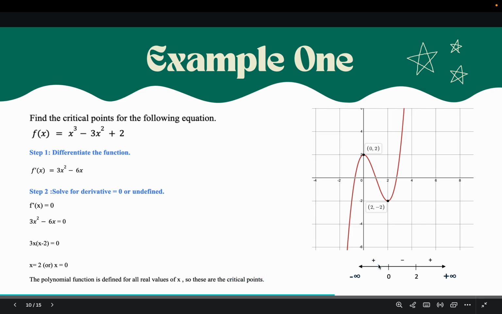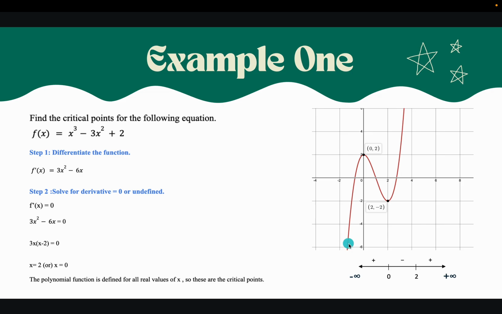We could also check the points before and after the critical points to make sure that we understand the bigger picture. If we plug in points before and after the critical points, you can see that before 0 the sign is plus, which means that the function is increasing, which you can check from the graph. As you can see here, the function is increasing before 0.